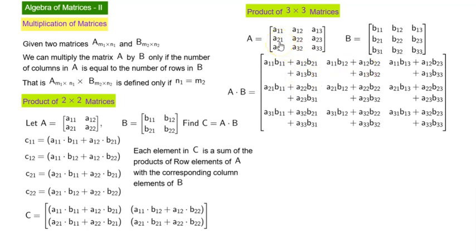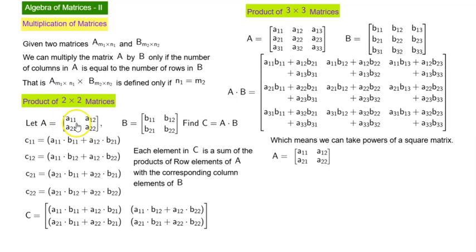Then we start off with the second row, first column. Second row, second column. Second row, third column here. And then finally, third row, first column, third row, second column, third row, third column to get this resulting matrix. Now that we know how to multiply two matrices, we can take powers of a matrix.